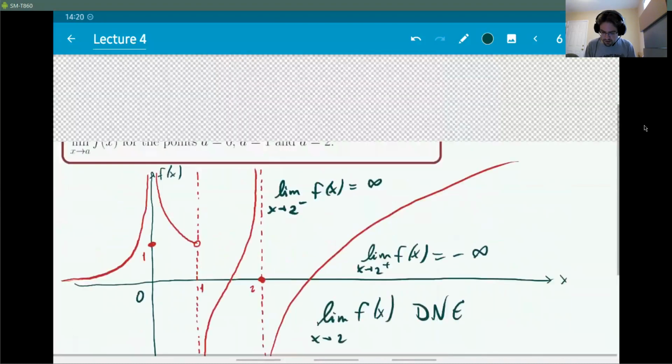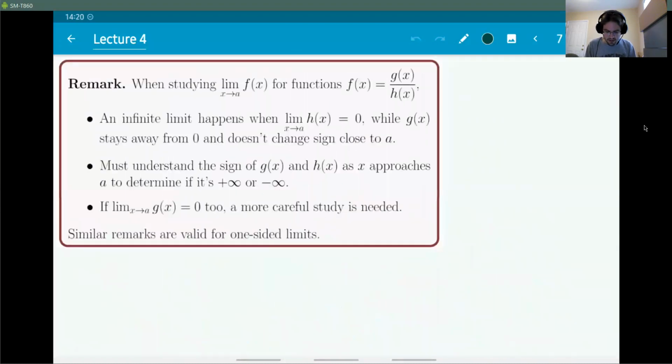But okay, so all of these examples were simple. They were just showing us how to find limits by understanding what it means. But now we want to compute it analytically. You're going to see it's basically the same thing as computing limits when they actually are numbers. And all we have to remember is this remark. You should write this down very carefully.